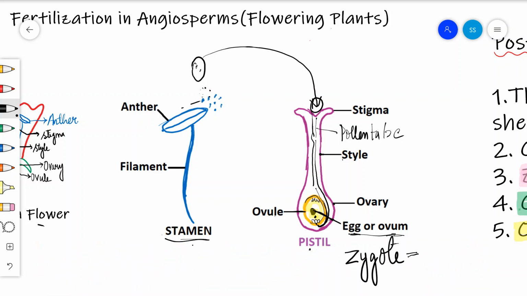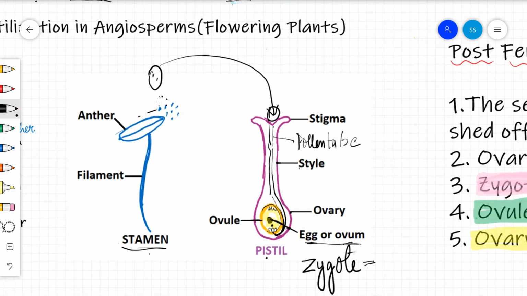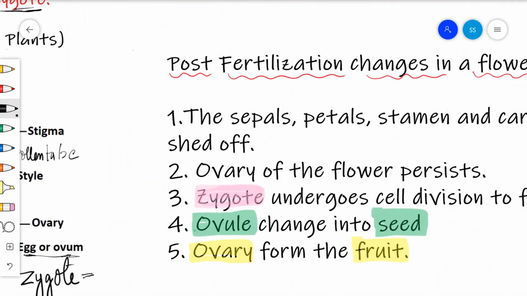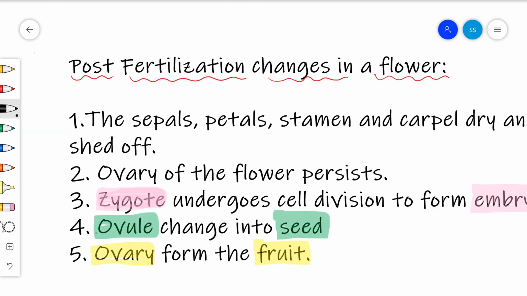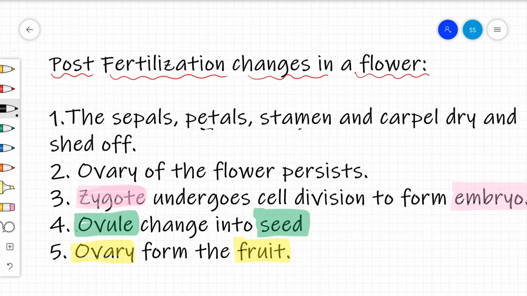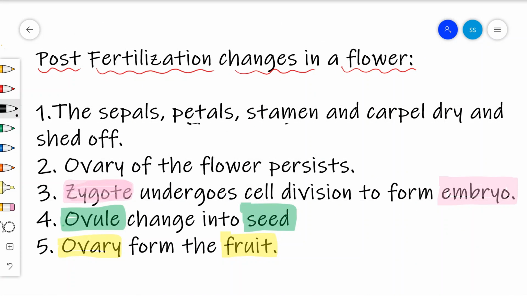There are certain changes which take place inside the entire flower. So let us study these post-fertilization changes in the flowers. The first change is that the sepals, petals, stamen, and the carpel, the pistil, dry and shed. In the carpel, the stigma and the style dry and fall, whereas the ovary of the pistil persists. The zygote, which was formed due to fertilization, undergoes cell division to form the embryo.